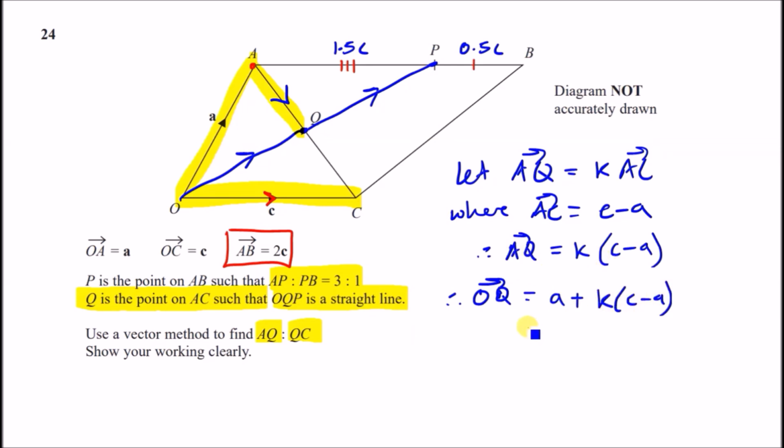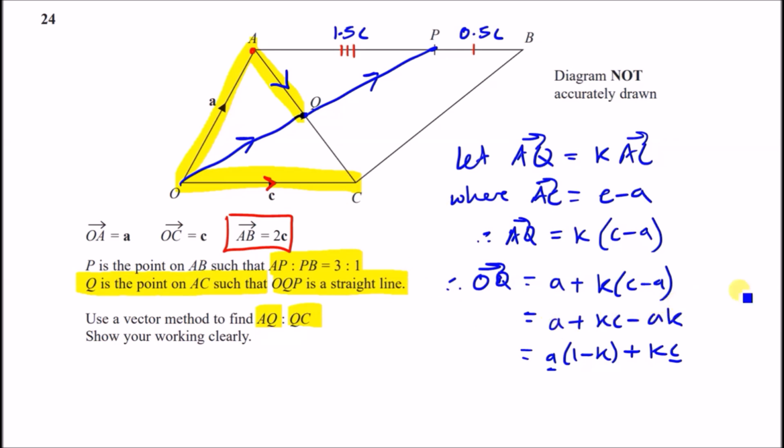And just tidying this up, you can expand this, so you're going to get A plus KC minus AK, collecting in terms of vectors, because for these kinds of questions, we must always keep in terms of vectors, yeah? So we're going to factorize the A out. We're going to have (1 minus K)A plus KC, yeah? I'm going to put a little line for the vectors now. So that's OQ done.